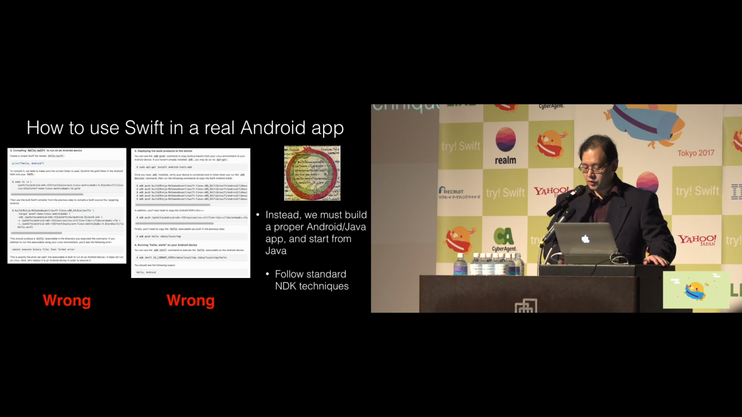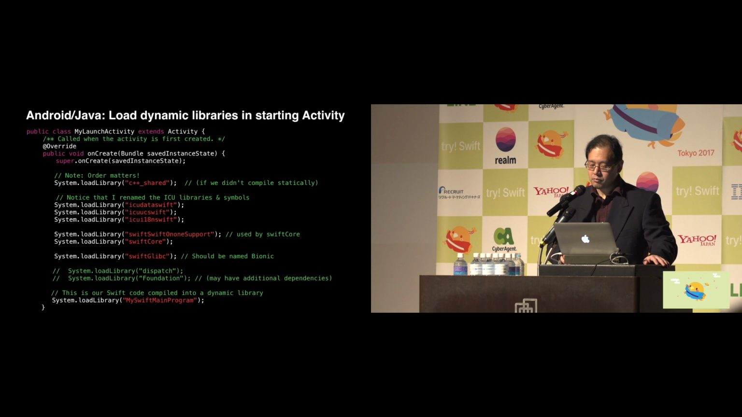Remember, all Android apps must use the Android SDK, which is in Java. So we need to start in Java and work our way to Swift. So we need to create a proper Android Java app and follow the standard techniques to cross into the NDK. So we're going to start in Java, cross into C, and then cross into Swift. So we start in Java.